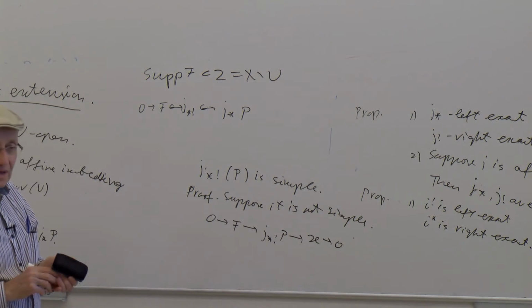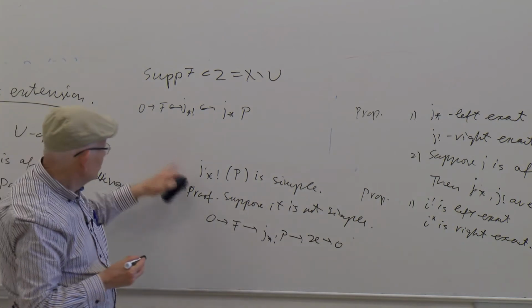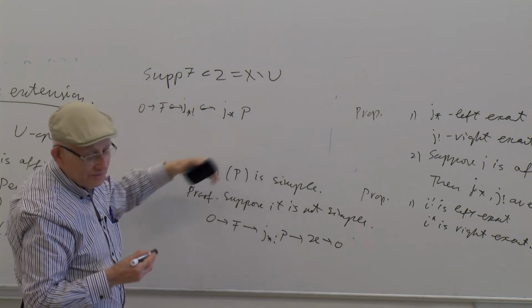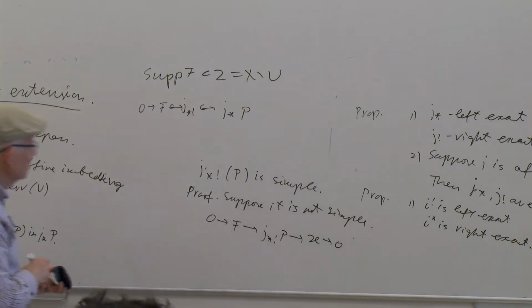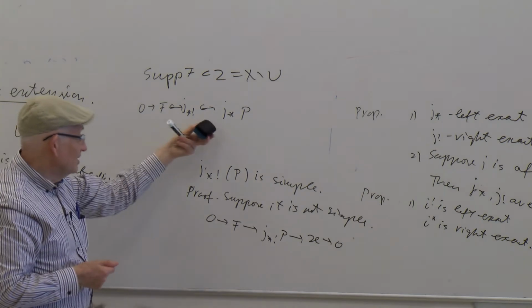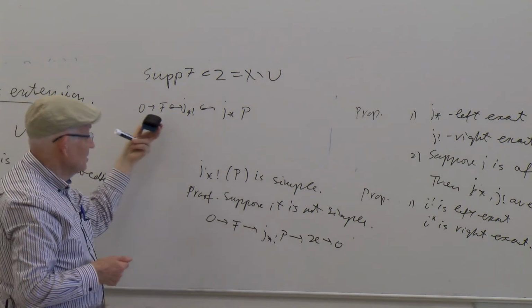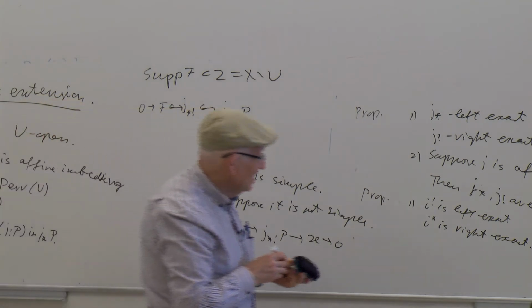Yes? Why is this morphism non-trivial? Oh, it's a composition of embeddings, two non-zero embeddings. So this is an embedding, and if it is trivial, this means that F is equal to 0. You can argue this way.